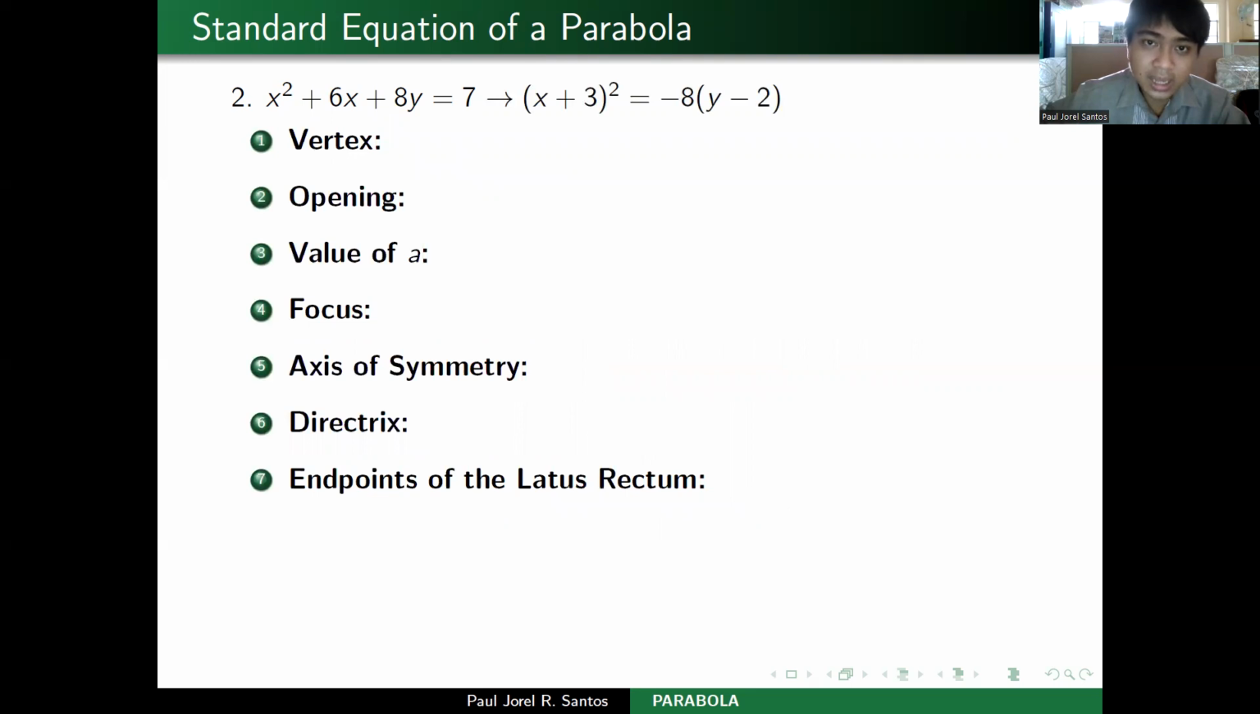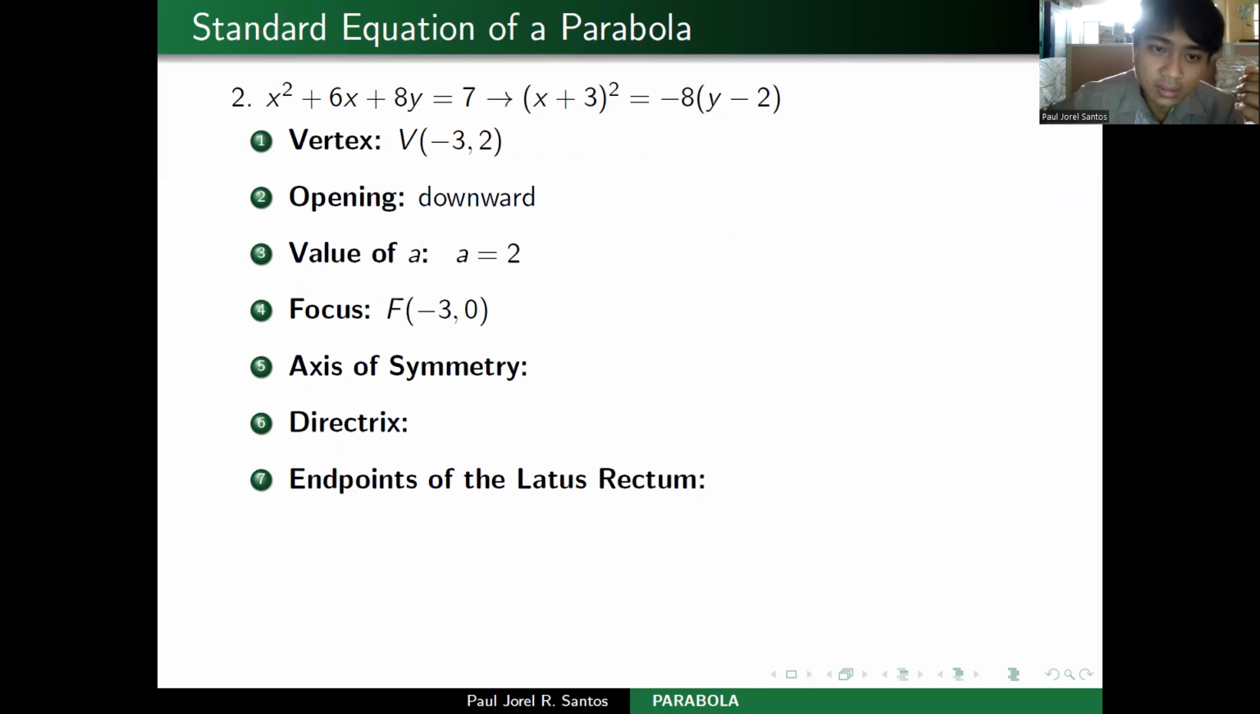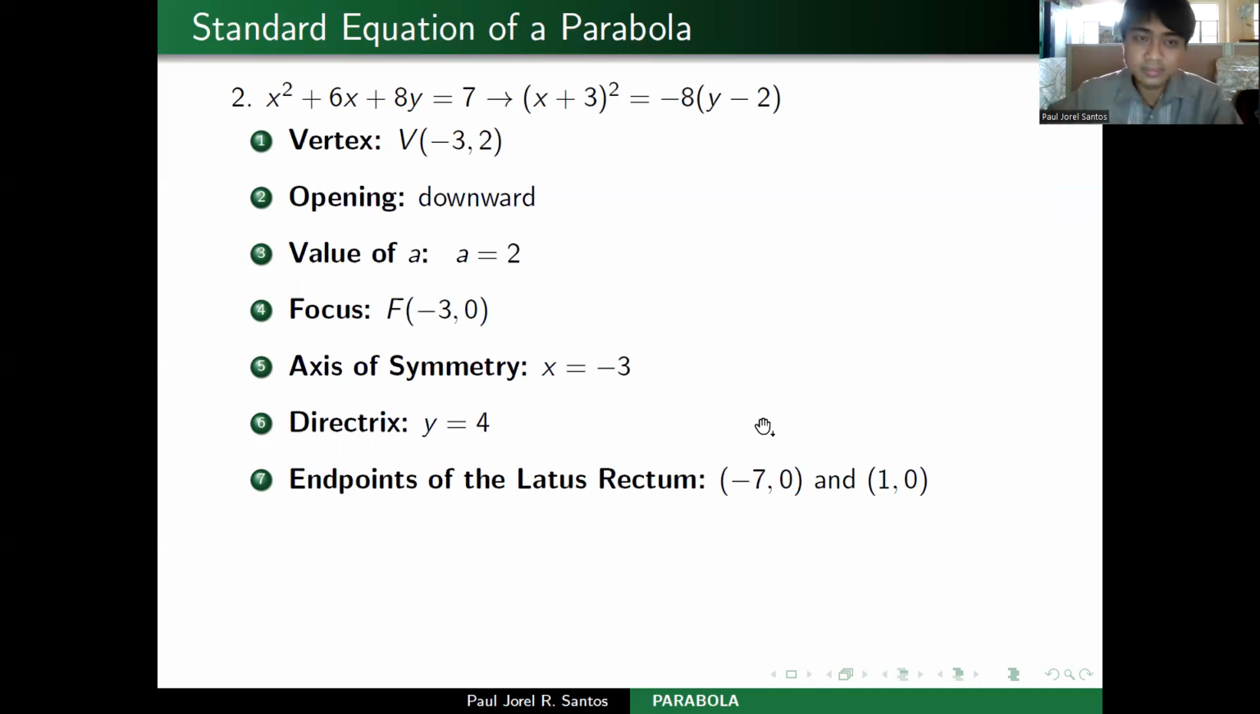Vertex is located at negative 3, 2, opening not to the left or to the right. It's downward. Okay, value of a is equal to 2. Focus, negative 3, 0. Okay? You just figure out y. Axis of symmetry, x equals negative 3. Directrix, y equals 4. And the endpoints of the latus rectum, okay.